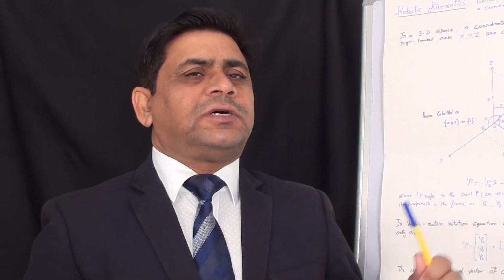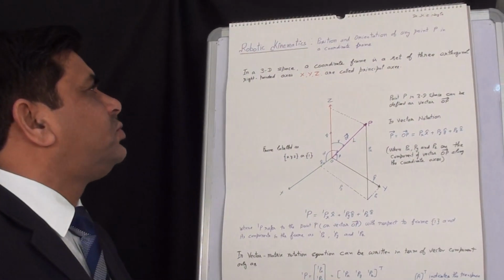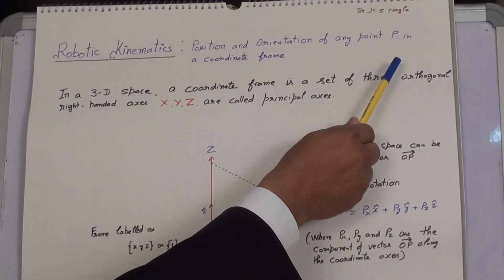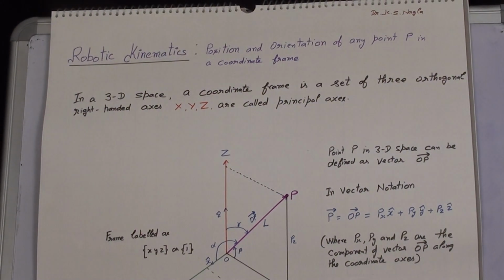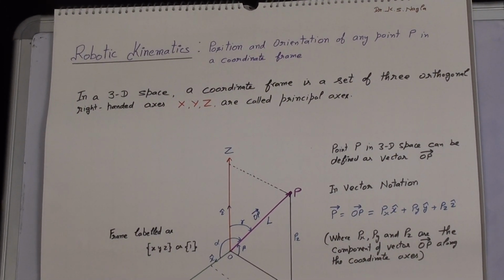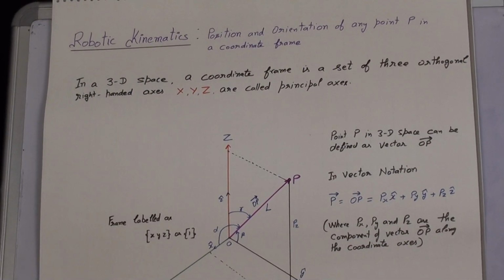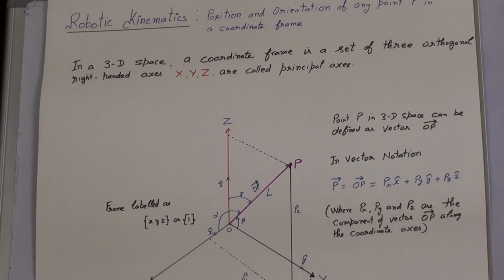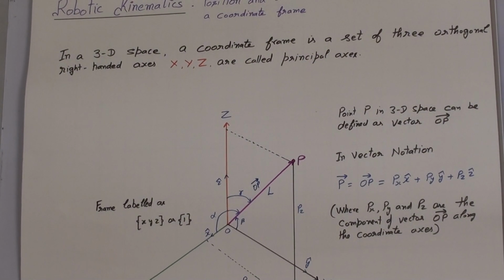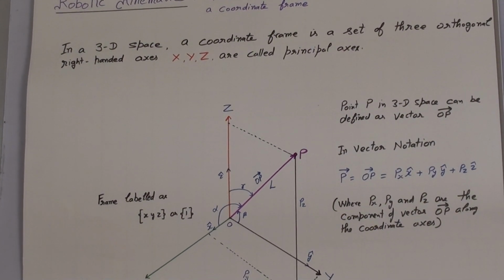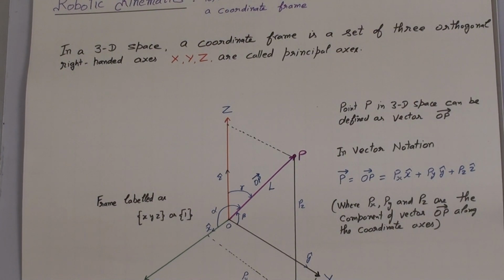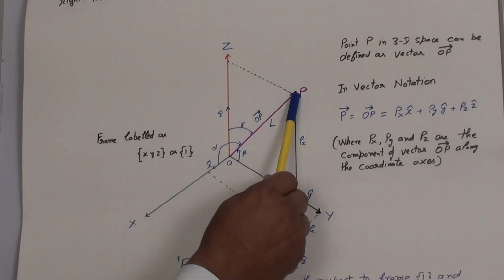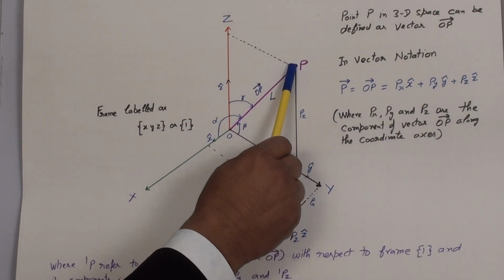So this presentation is related to finding out the position and the orientation of any point P in the coordinate frame. We know that the links and joints are there in three-dimensional space, and in three-dimensional space a coordinate frame is a set of three orthogonal right-handed axes. Axes x, y, z are called the principal axes, which we generally studied during our basic fundamental course of mathematics. So let's consider any point P in three-dimensional space whose position we want to find out.